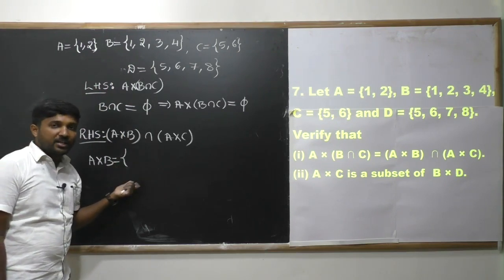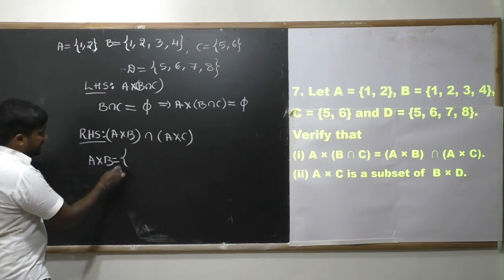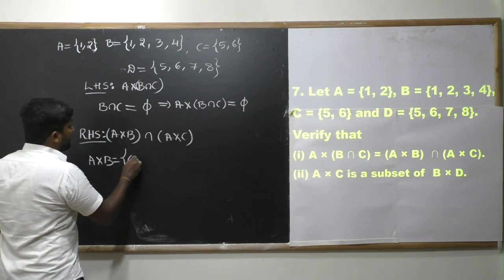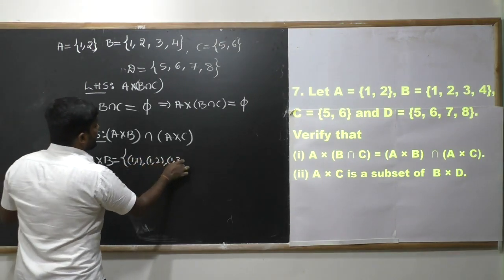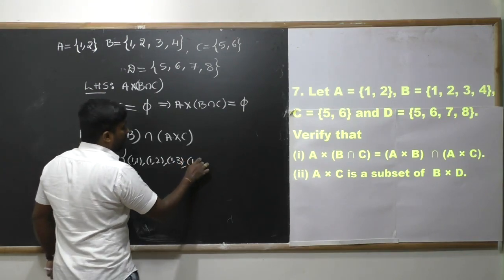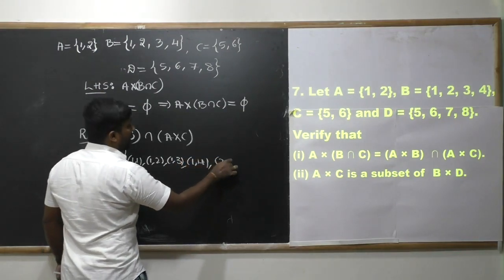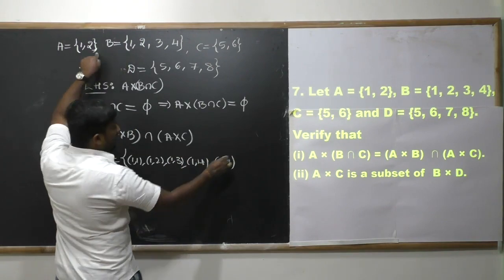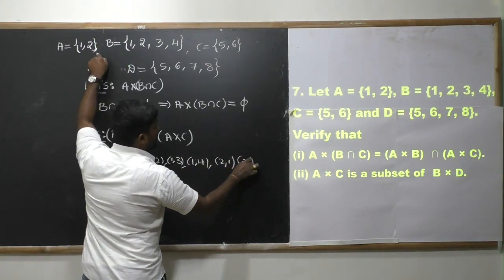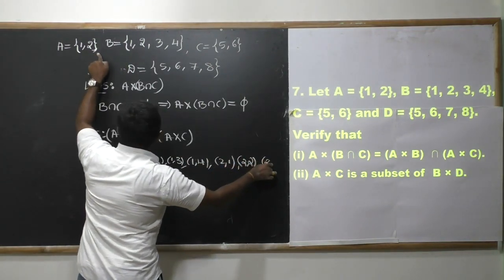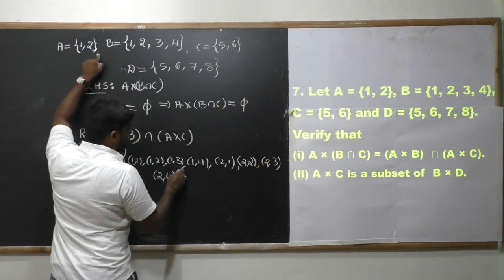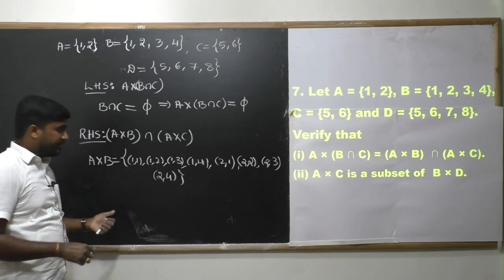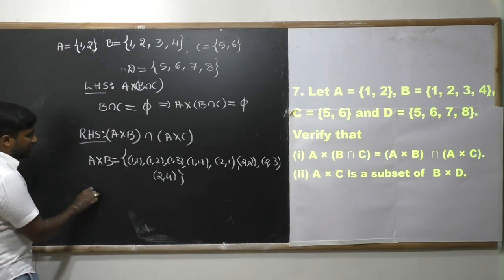8 ordered pairs should be there. So A cross B is equal to the set with ordered pairs (1,1), (1,2), (1,3), (1,4). Next (2,1), (2,2), (2,3), (2,4). Okay, these are the elements of A cross B.